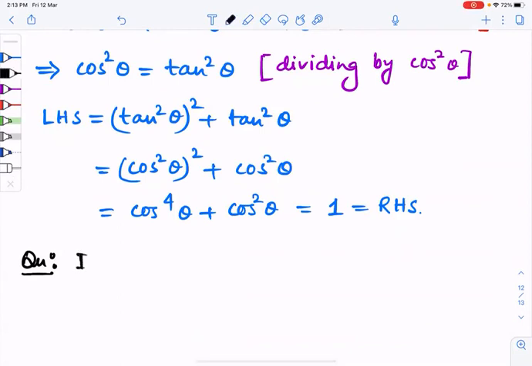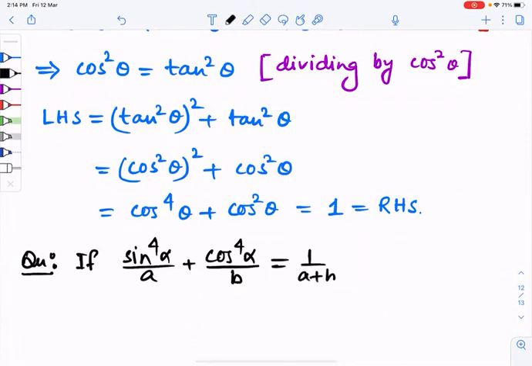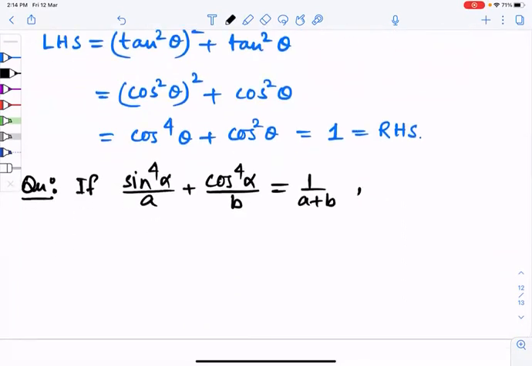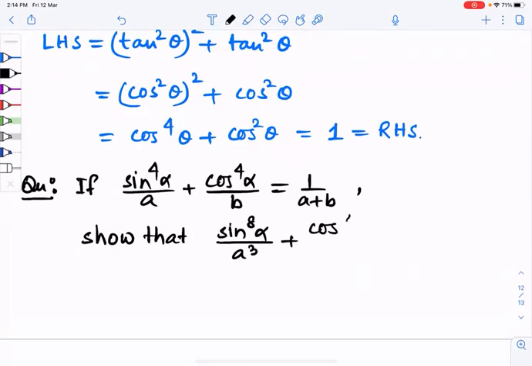If sin to the power 4 alpha by a plus cos to the power 4 alpha by b equal to 1 by a plus b, if this is true, then you have to show that sin power 8 alpha by a cube plus cos power 8 alpha by b cube equal to 1 by a plus b whole cube.